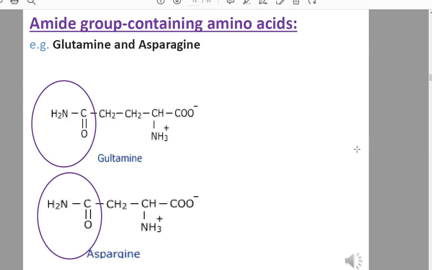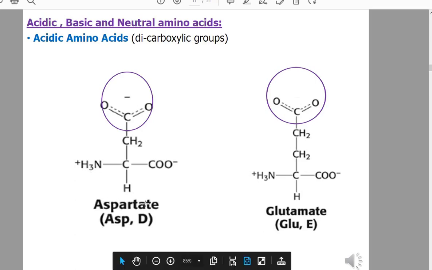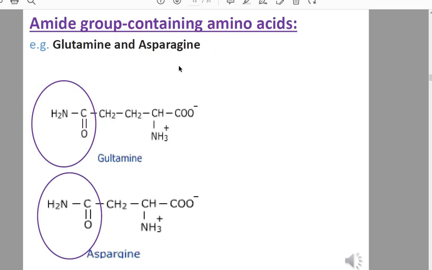Amide group containing amino acids. What is the meaning of amide? Amide is a type of bond between the carboxylic group and amino group. Aspartate and glutamate, the acidic amino acids, have a second carboxylic group. When this second carboxylic group is attached to another amino group by an amide bond, this means that they are converted into asparagine and glutamine, which are the amide containing amino acids.